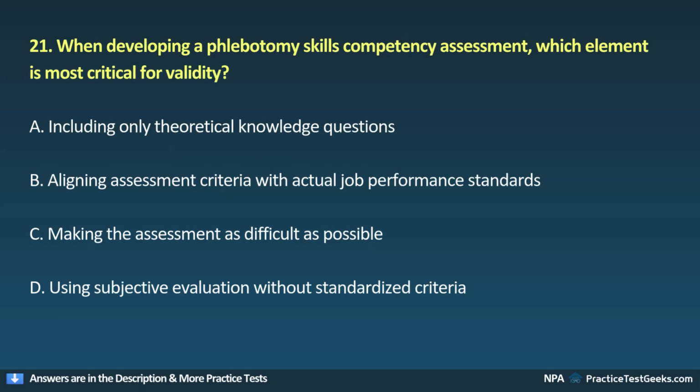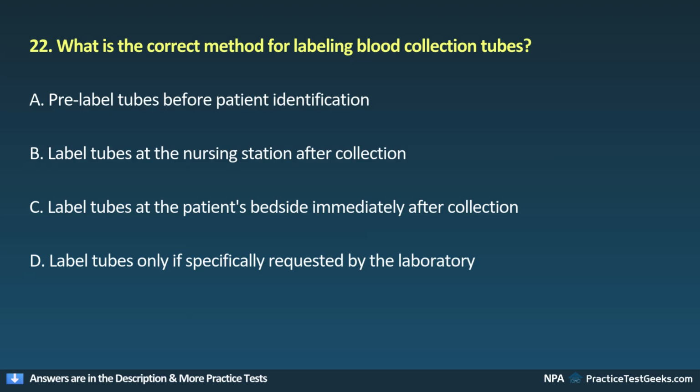21. When developing a phlebotomy skills competency assessment, which element is most critical for validity? A. Including only theoretical knowledge questions. B. Aligning assessment criteria with actual job performance standards. C. Making the assessment as difficult as possible. D. Using subjective evaluation without standardized criteria.